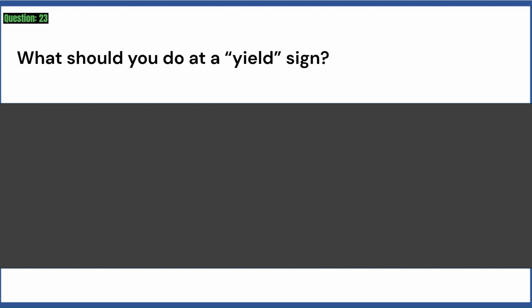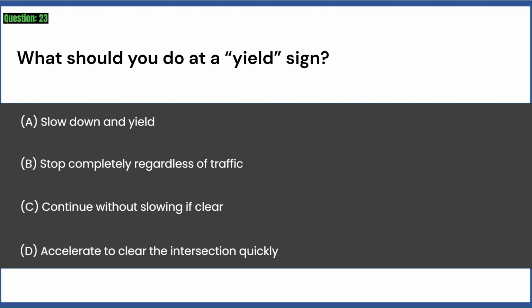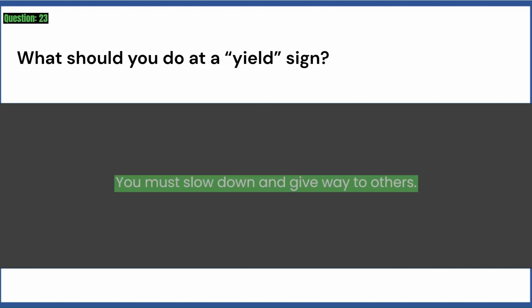What should you do at a yield sign? A. Slow down and yield. B. Stop completely regardless of traffic. C. Continue without slowing if clear. D. Accelerate to clear the intersection quickly. Answer, A. You must slow down and give way to others.